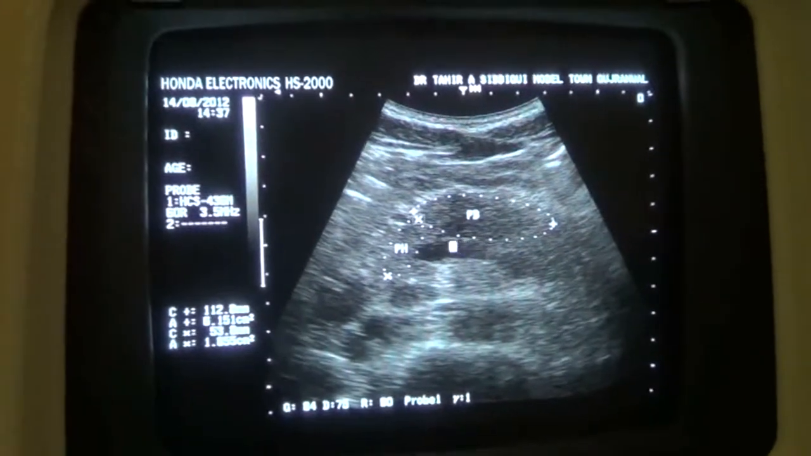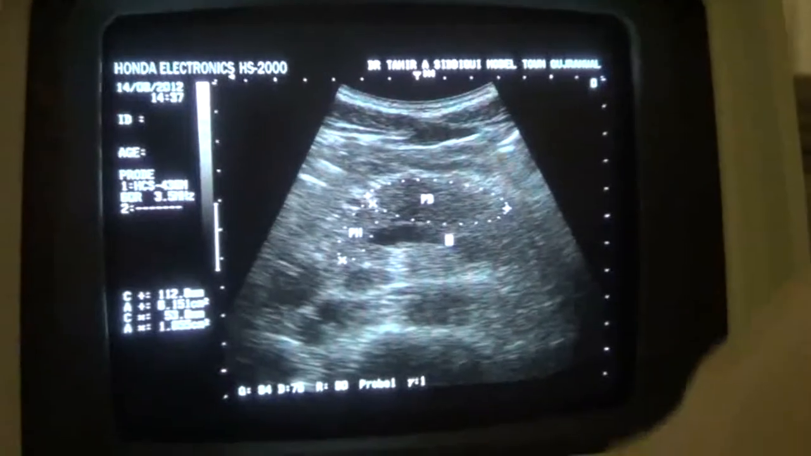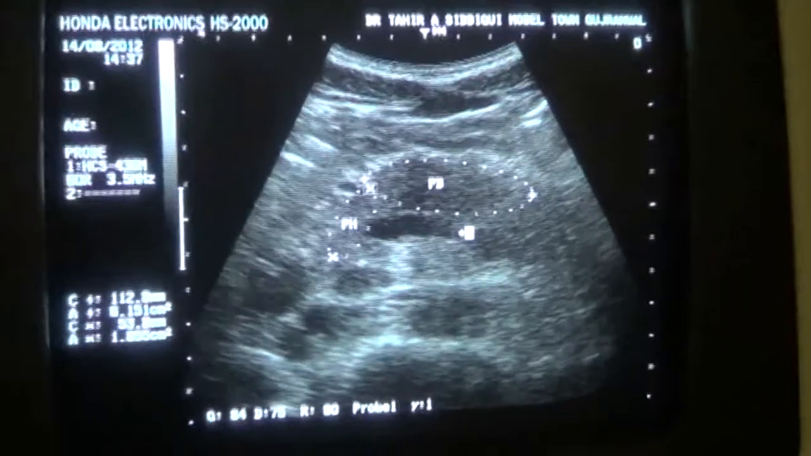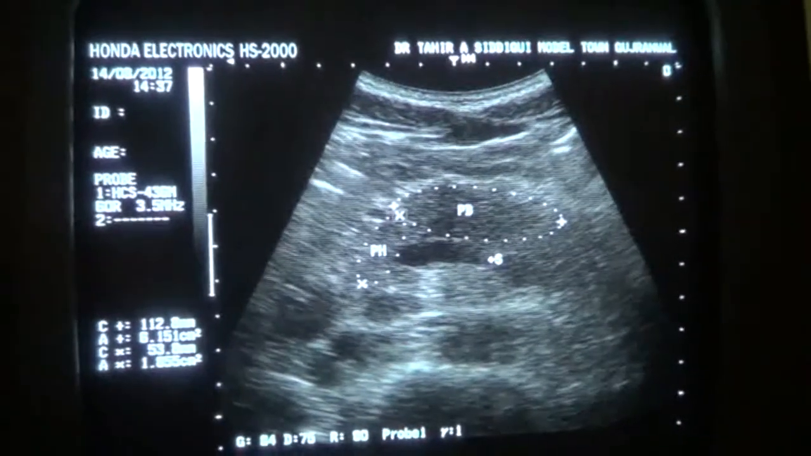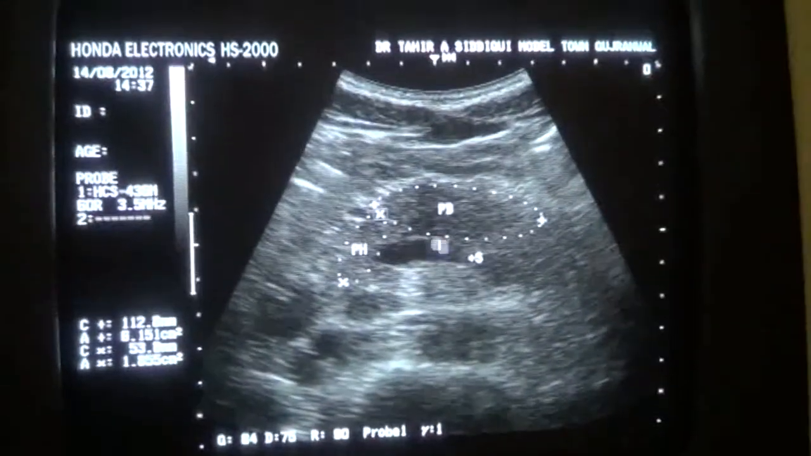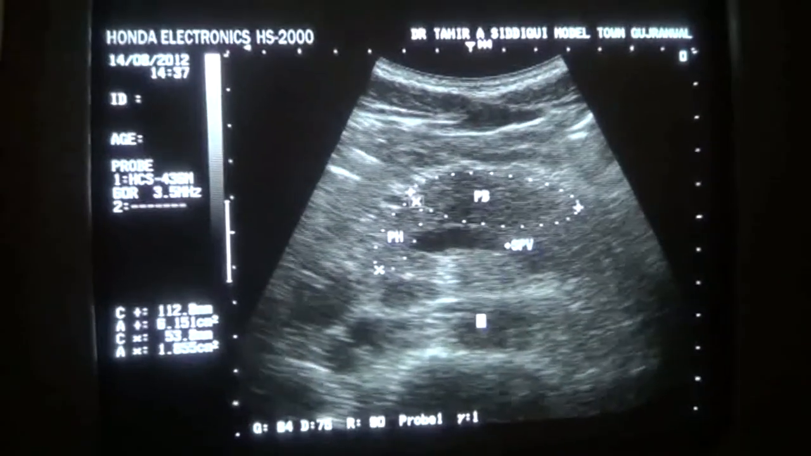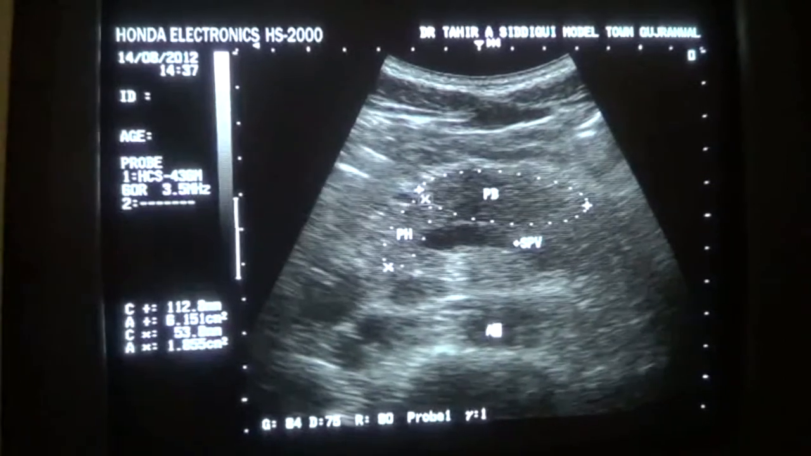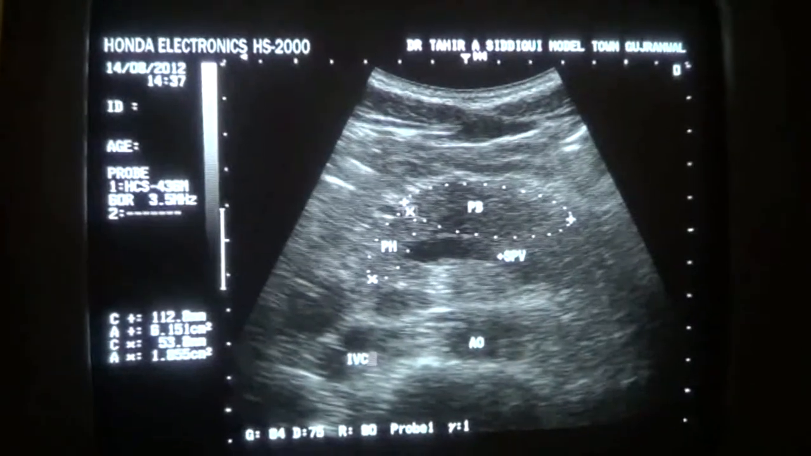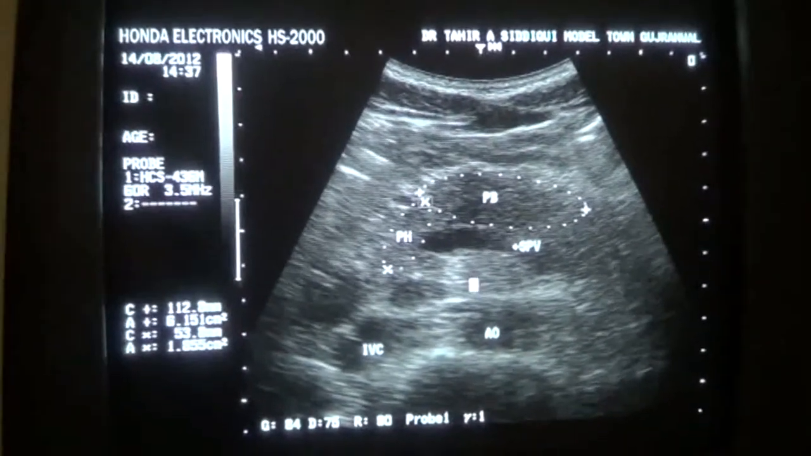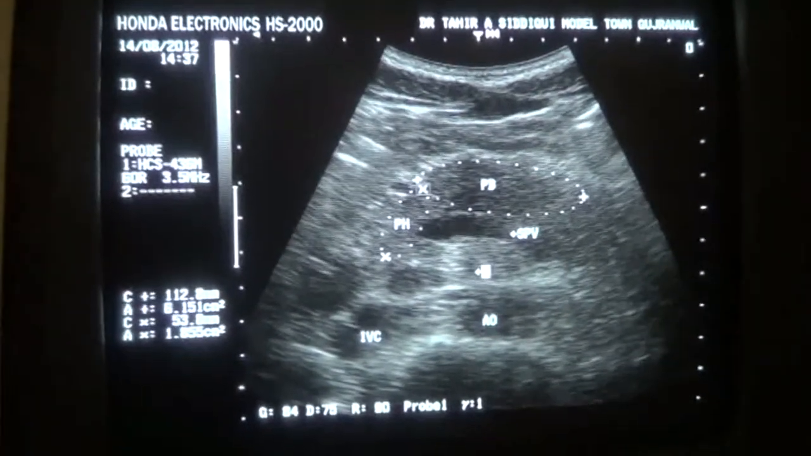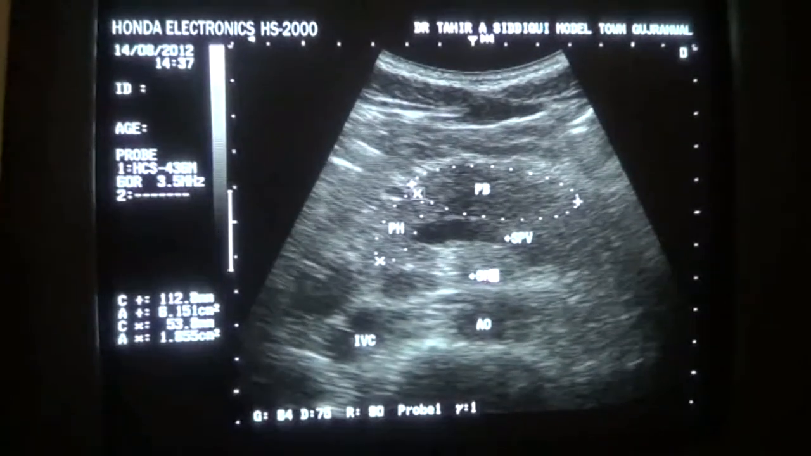This is the splenic vein, this black tubular structure coursing posterior to the pancreatic body. Now this is the aorta. This is the inferior vena cava, IVC, in transverse section, and this small, tiny, cystic area that you are seeing is the superior mesenteric artery in transverse section.